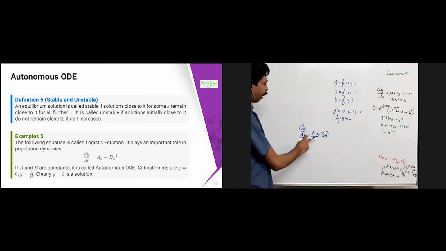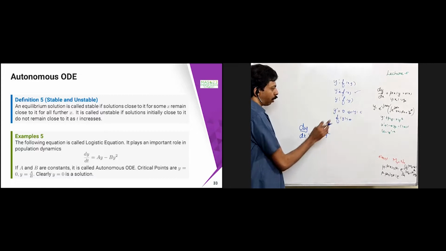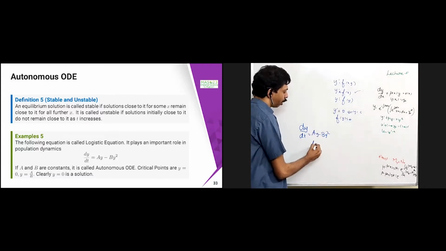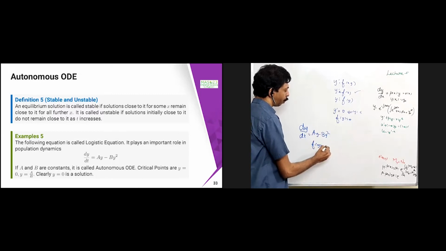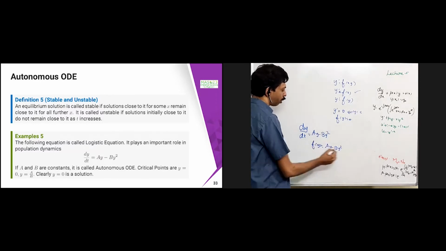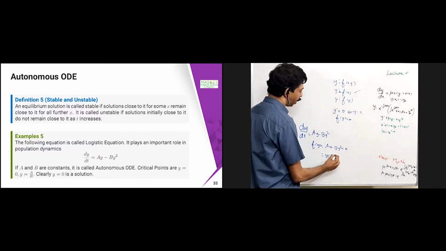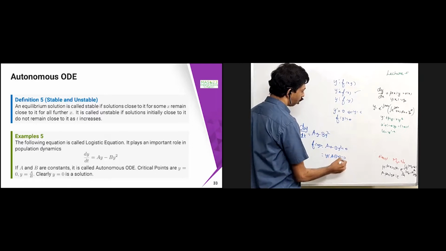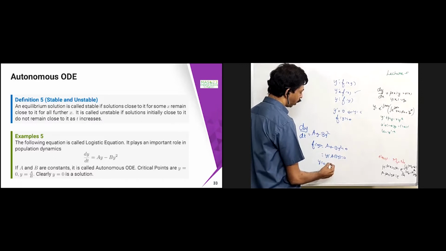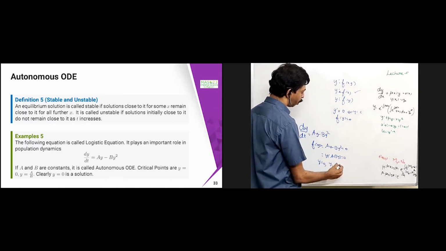Here a is constant, there is no p of x, and b is also constant. Therefore, this is nothing but f of y, which is ay minus by squared. So I can find the equilibrium solution. If it is equal to 0, then I can write this as y times (a minus by) equal to 0. So the roots are y equal to 0 as one root, and y equal to a by b is the other solution.